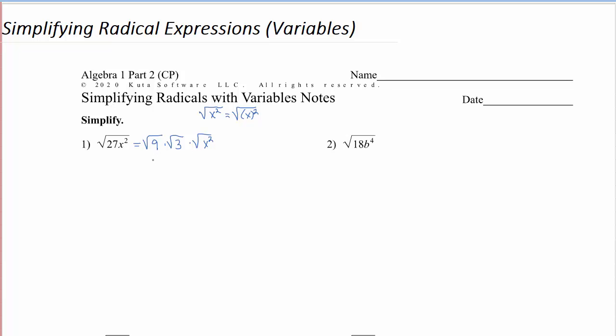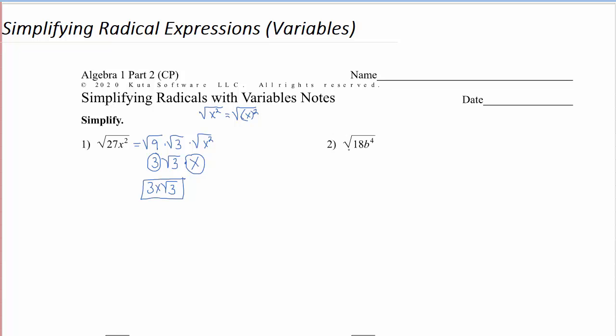The square root of 9 is 3. The square root of 3 stays as just the square root of 3. And the square root of x squared is really the square root of x being squared. So the square root and the square cancel out. And what are you left with? Yes, just x. The last step we need is to put all the things outside the square root together. So 3 times x is 3x, and things on the inside together, which is the square root of 3. So our answer is 3x times the square root of 3.